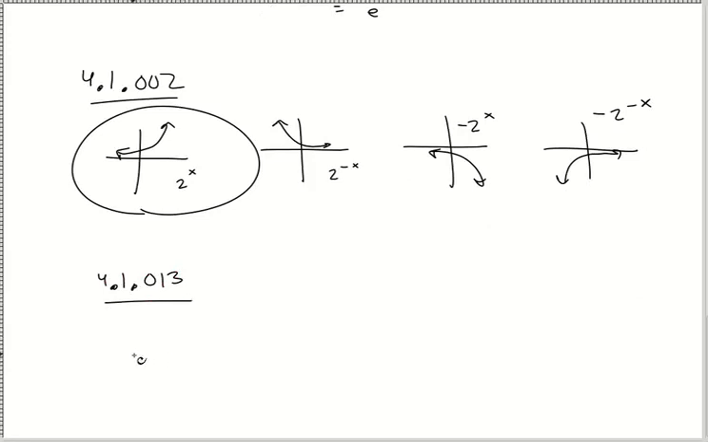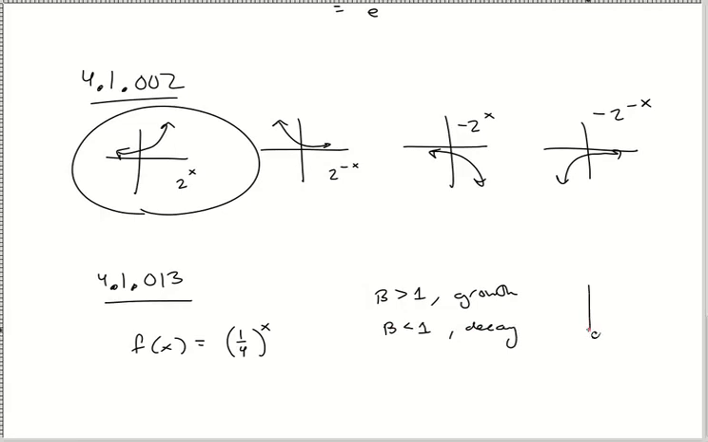41013. So they start with f of x is equal to 1/4 to the power of x. Notice this is my base. My base is a 1/4. If my base is greater than 1, that's going to be growth. But if my base is less than 1, in this particular case, it's decay. So like I can already tell you it's going to look something kind of like that. That's kind of like my basic graph of what this will look like.